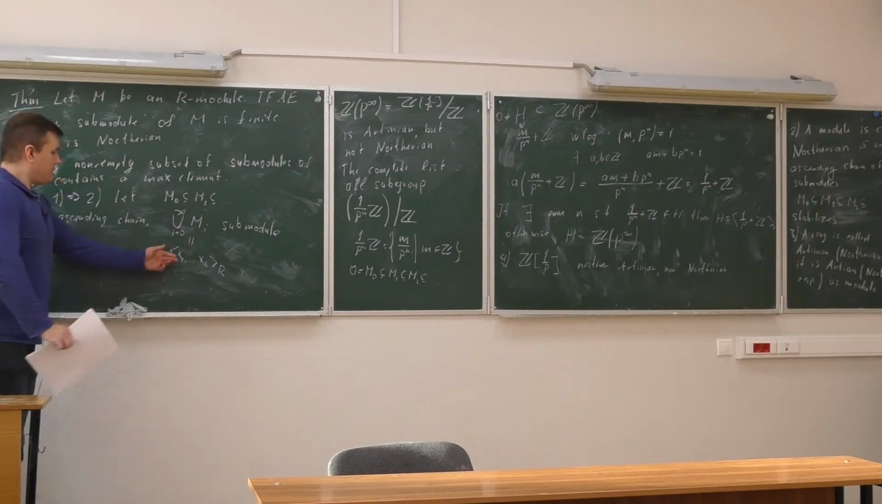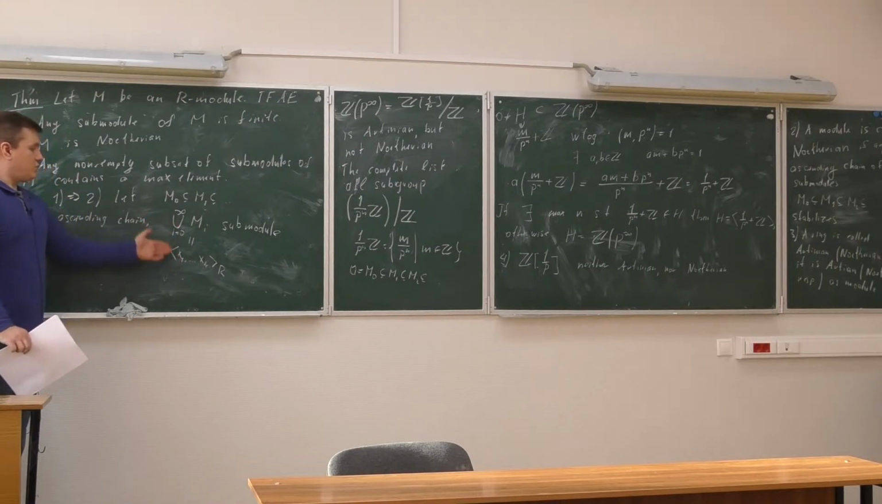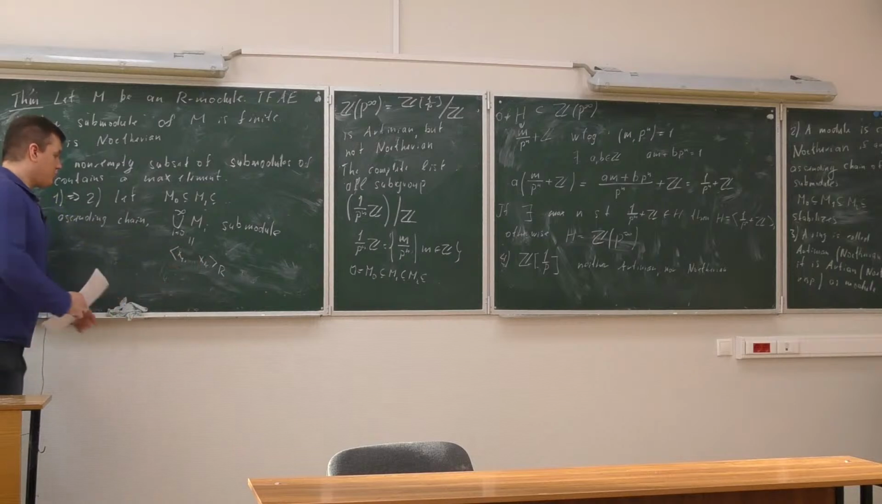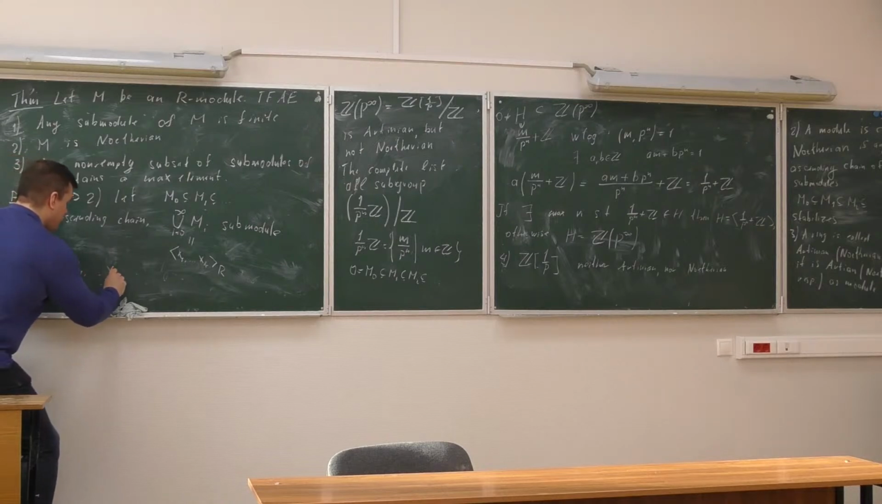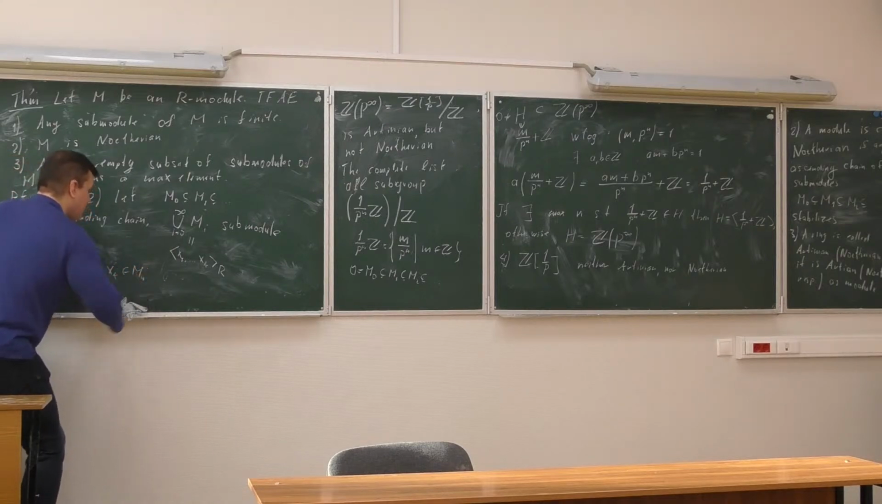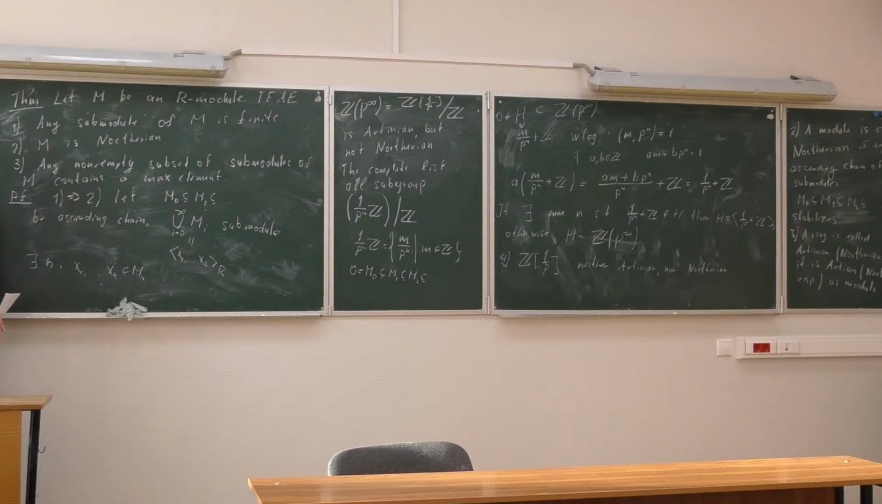But each of these generators, because this is an infinite union, x1 belongs to one of these Mi's, right? x2 belongs to some of these Mi's, and the same is true for all of them. So there is a number n such that x1 up to xk are all in the Mn. But if these elements are all in the Mn, it means that when I take the union with Mn+1, it doesn't change anything. It's still the same module.